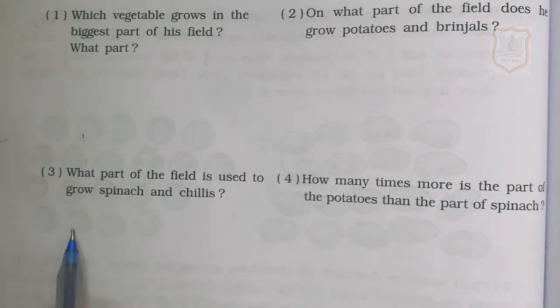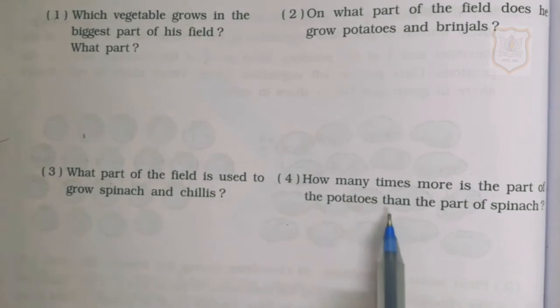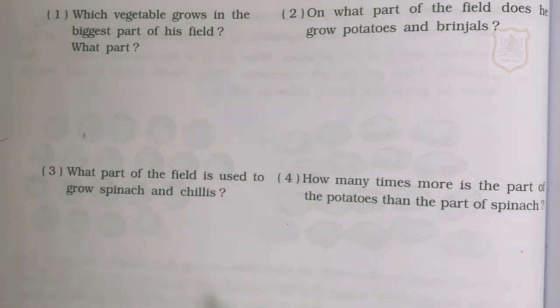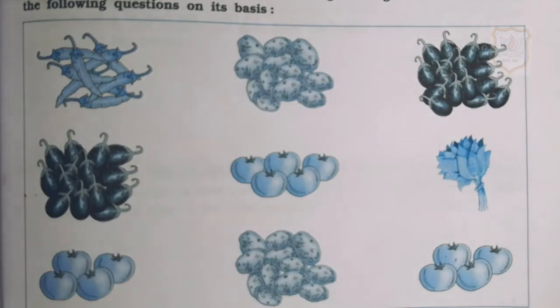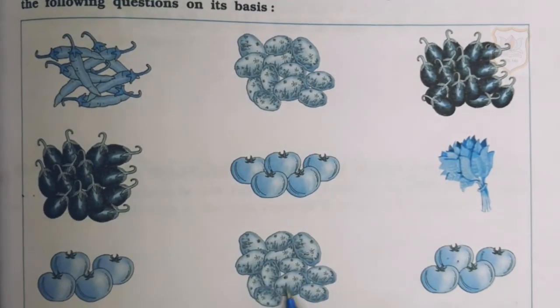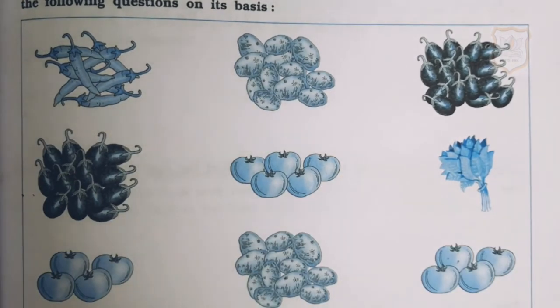Now third part of question number 12, you have to do it by yourself. Now fourth part of question number 12, how many times more is the part of the potatoes than the part of spinach? We have to find out, students, how many times is the part of potatoes more than the part of spinach. Here in the picture you can see that potatoes are grown in 2 parts out of 9 equal parts and spinach is grown in 1 part out of 9 equal parts.